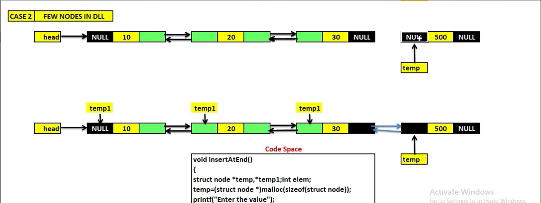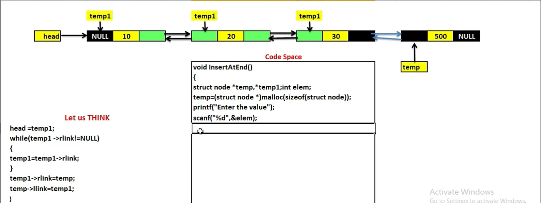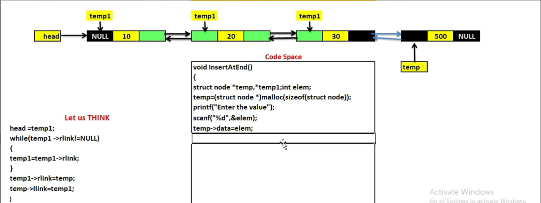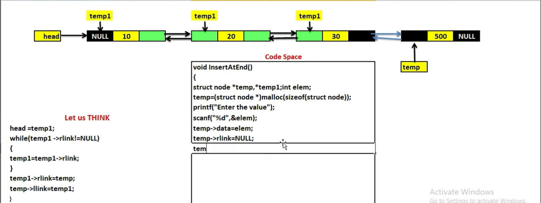Once that is done, next you can insert the value of 500 in the data section and make the left link and the right link null. You can use the reference called temp. So temp's data equal to element, temp's right link equal to null, and temp's left link equal to null.